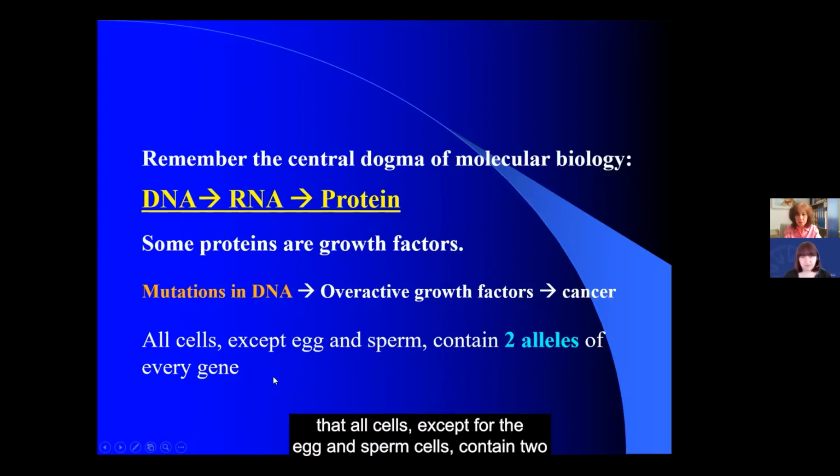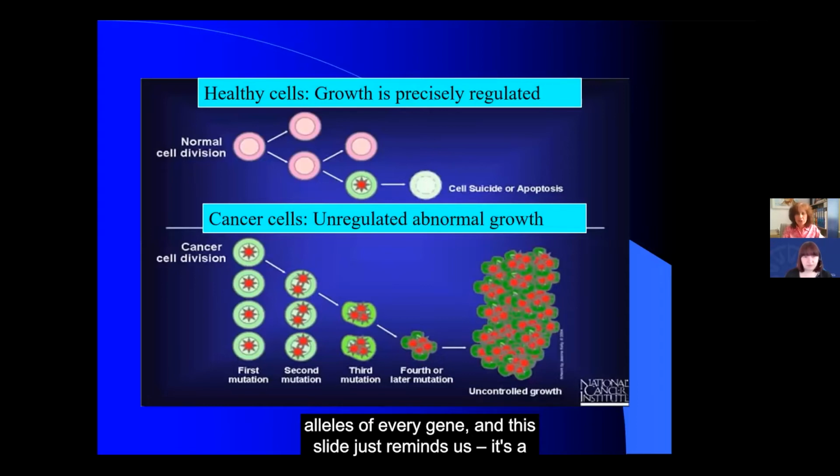Now, you may know that all cells except for the egg and sperm cells contain 2 alleles of every gene. And this slide just reminds us, it's a little cartoon of the difference between healthy cells, how they grow in a very precise, regulated manner in order to balance the net number of cells in the body. Cells also, when they get older, they can die by a specific program called cell suicide or apoptosis. In cancer, what happens is there is an accumulation of mutations, and the mutations affect growth so that you end up with uncontrolled growth. Okay.